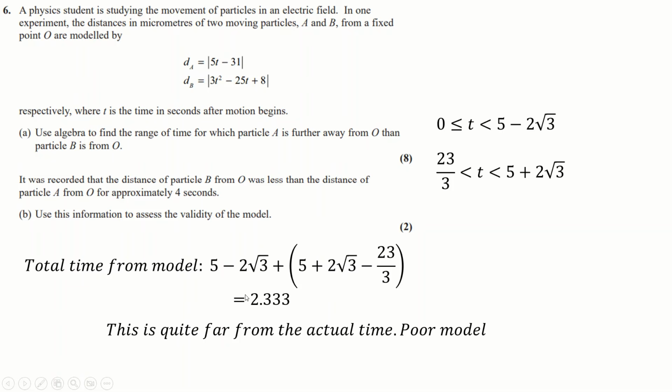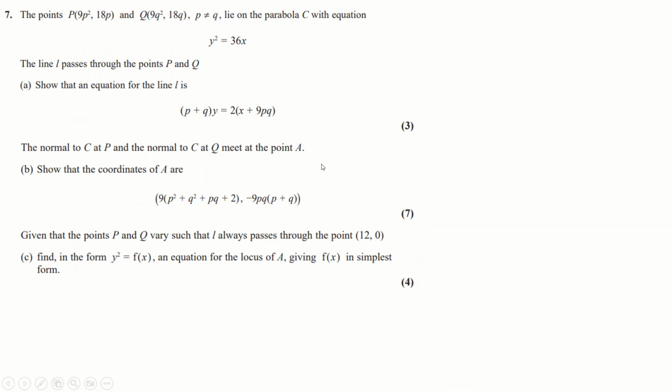So 1 mark for finding the time predicted by the model, the sum of the intervals. 1 mark for that, and then 1 mark for saying that's probably not very good, is it? Because it's quite a long way from 4. Excellent. Just a couple of questions to go then. One about a parabola.